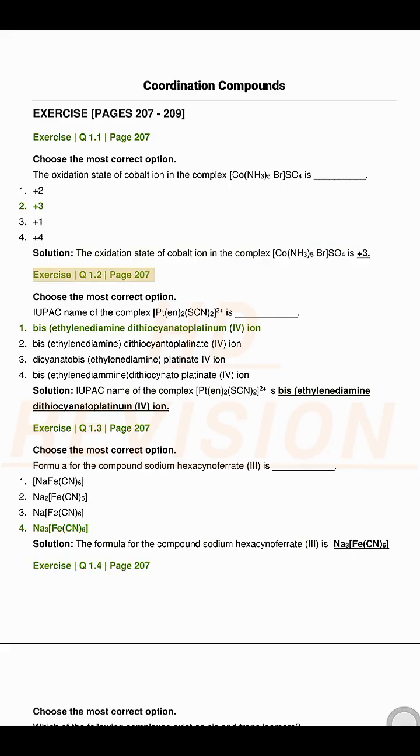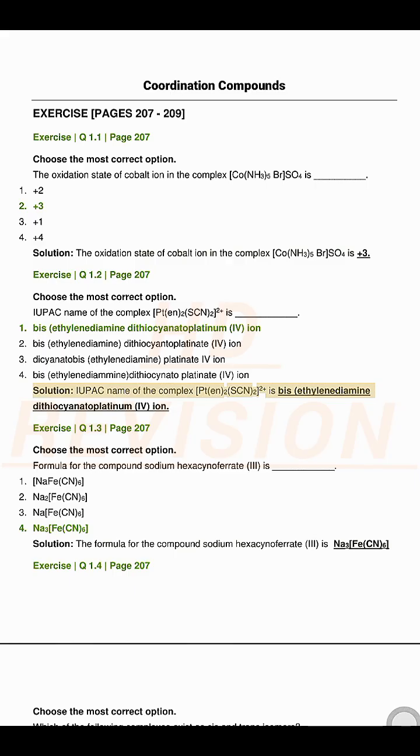Exercise Q1.2, page 207. Choose the most correct option. IUPAC name of the complex [Pt(en)2(SCN)2]2+ is: 1. Bis(ethylenediamine)dithiocyanatoplatinum(IV) ion. 2. Bis(ethylenediamine)dithiocyanatoplatinate(IV) ion. 3. Dicyanatobis(ethylenediamine)platinate(IV) ion. 4. Bis(ethylenediamine)dithiocyanatoplatinate(IV) ion.